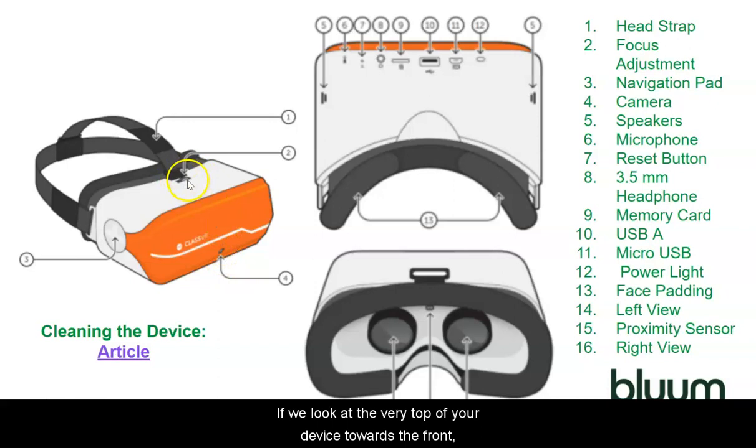If we look at the very top of your device, towards the front, you're going to see a little wheel. This wheel is excellent for helping students to adjust the focus in the event that they needed to remove their glasses to utilize the headsets. There's also a forward-facing camera on the very front orange piece of your headset.